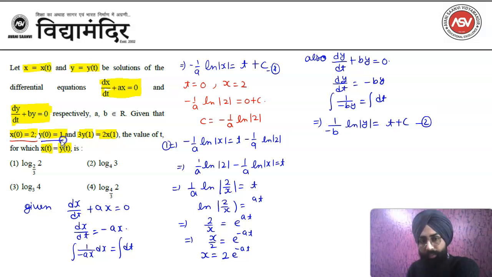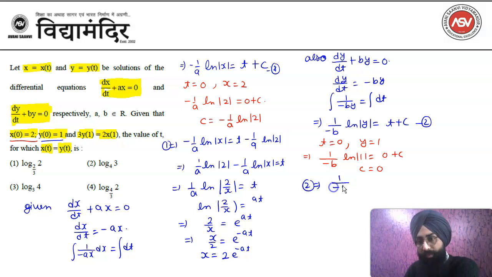So now this is the general solution of the second differential equation. We can apply the second condition here. Here they are saying that if you put t equal to 0, y will be 1. So when you apply it here, ln y, that is ln 1, equals 0 plus c. So ln 1 is 0, so c is 0. We substitute it back in the general solution. So we get 1 by minus b ln y equal to t plus 0, which is just t. So this becomes ln y equal to minus bt. Taking exponential here, we will get y equal to e raised to power minus bt.